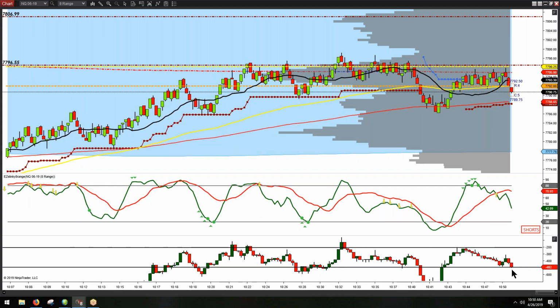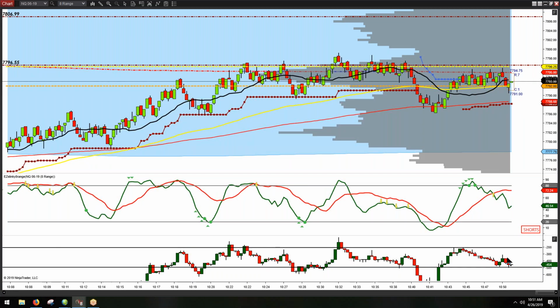So here we go, it's tagging support again, trying to break support here on price, but once again, you can see the cumulative delta holding support here. So what we would expect to happen is if the price is going to move lower here, we're going to see sellers step up and push it through this support area.